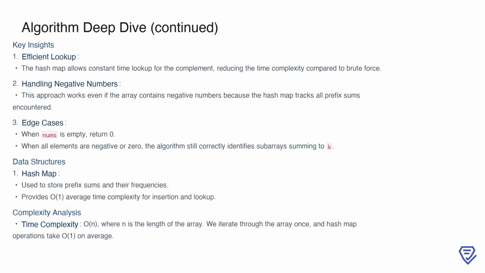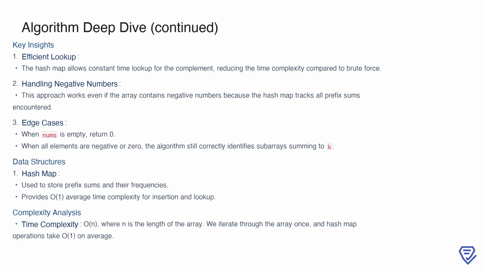Second, this approach handles arrays with negative numbers seamlessly, as the hash map keeps track of all prefix sums regardless of their sign. Additionally, it accounts for edge cases, such as when the input array is empty, in which case the function correctly returns 0. It also works when all elements in the array are negative or 0, ensuring accurate results in such scenarios.